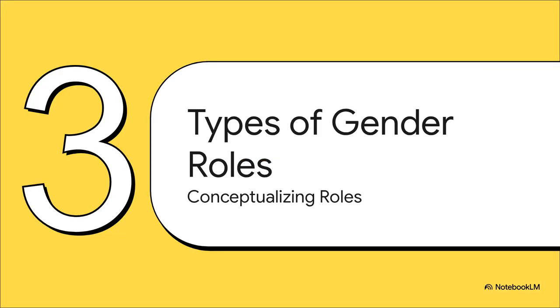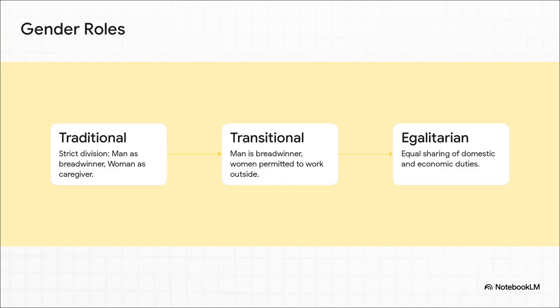Let's unpack that further in Section 3, types of gender roles. If we are performing these roles, what's the script we're actually following? Let's map out how these roles have historically evolved. We usually start with the traditional role. Think strict, rigid division of labor based entirely on biological sex. Man as the breadwinner, woman as the primary caregiver. Period.